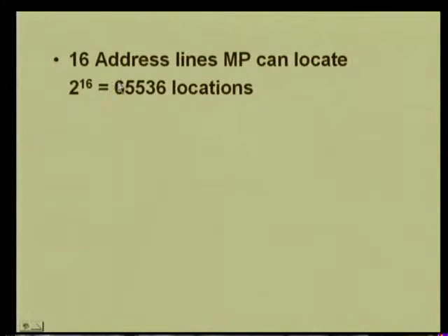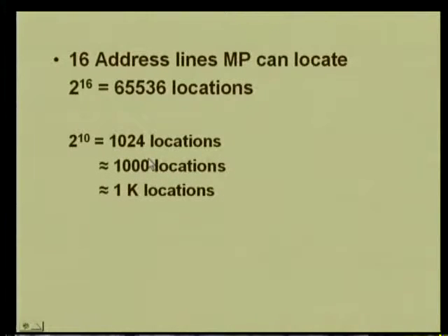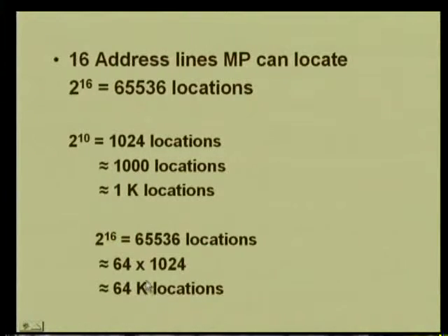In similar lines, 8085, which has 16 address lines, can locate 2 power 16, that is equal to 65,536 locations. As 2 power 10 is equal to 1024, which can be considered equivalent to 1000, that is 1K, 2 power 16 is considered to be 64 kilo locations. That is 64 into 1024, which is equivalent to 64 kilo locations. So the maximum memory that 8085 can access is 64 kilo locations or kilobytes of memory.